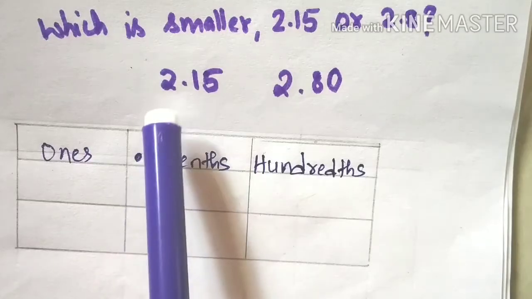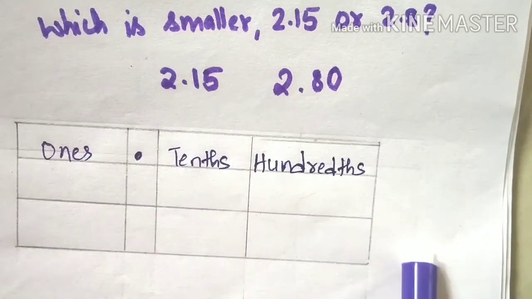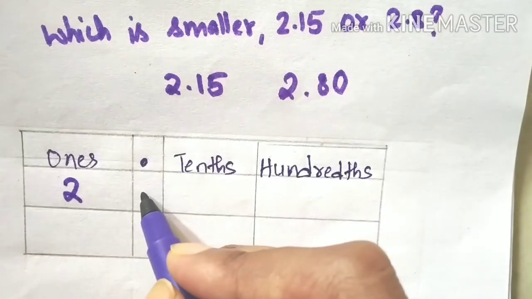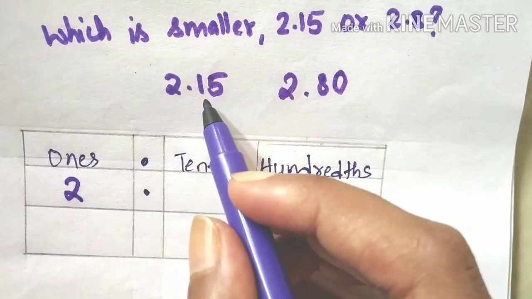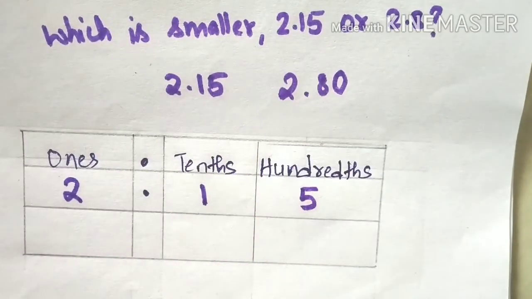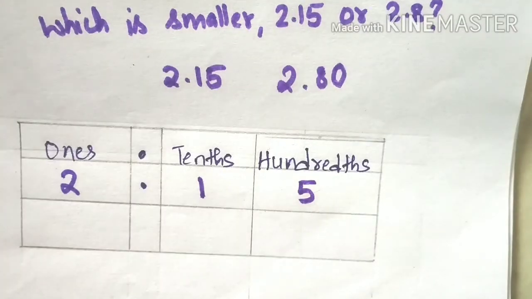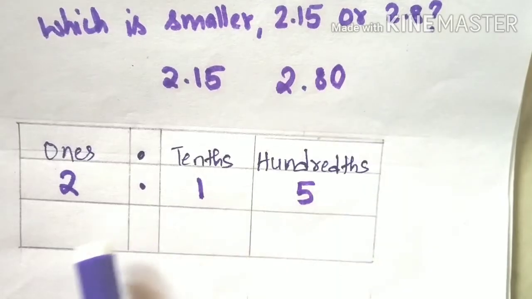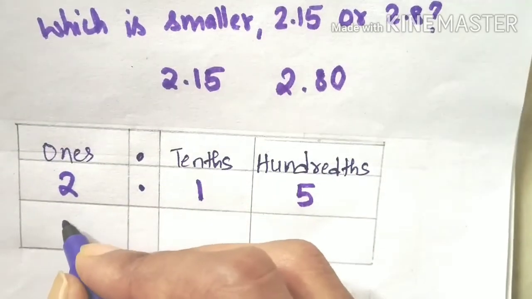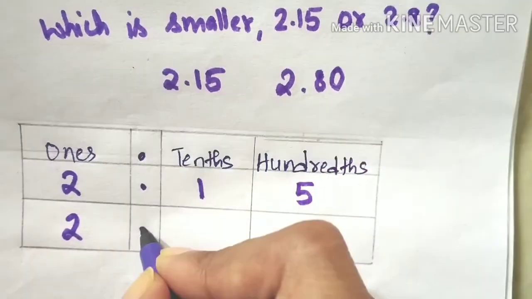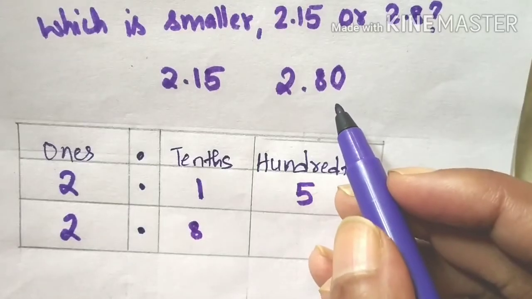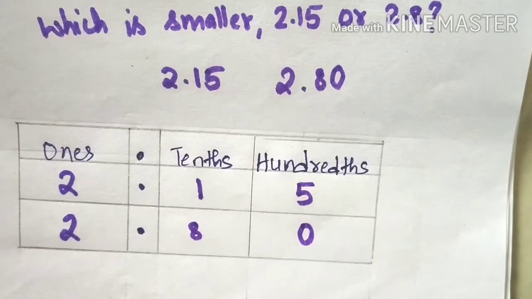Now we will fill in the digits of 2.15 in the first row. 2 is in the ones place. The point will be here. 1 is in the tenths place and 5 is in the hundredths place. And now we will fill in the digits of 2.80 in the second row. Since 2 is in the ones place, I will write 2 in the ones place. 8 is in the tenths place and 0 is in the hundredths place.